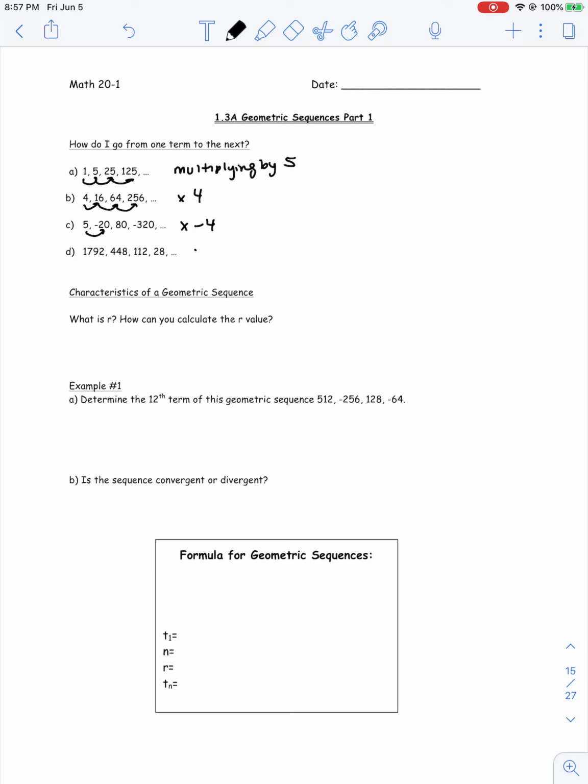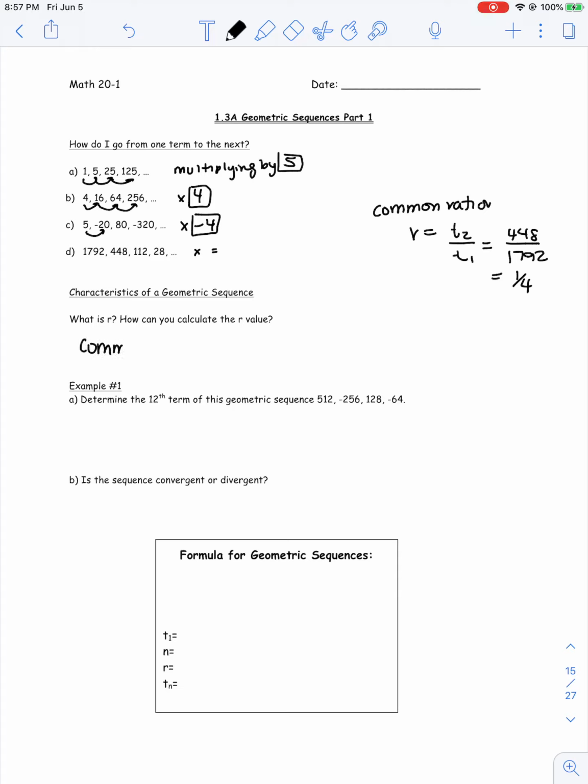And finally, the last one, we're actually multiplying by a fraction. This number that we just figured out that we're multiplying by is called the common ratio. We use the letter R to represent it. So that's through multiplication. To find the R value, you can take the second term and divide it by the previous number. For example, 448 divided by 1792, we can simplify as a fraction of 1/4. So that would be the common ratio.